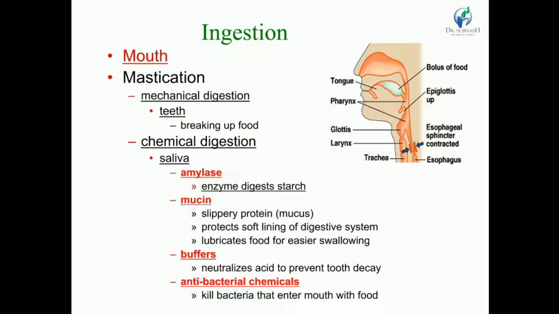Mucin, that is a kind of slippery protein or kind of mucus. This mucin will protect the soft inner linings of the digestive system, so there will not be any kind of abruption of the epithelial layer. It even lubricates the food so that the food can be easily swallowed and reach the stomach.